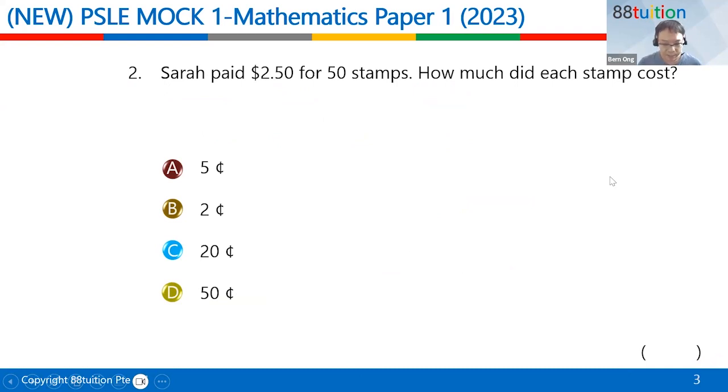Question 2. Sarah paid $2.50 for 50 stamps. How much did each stamp cost? Each means what? One, one. But down here there's 50. So how? You have to take $2.50 and divide by 50, right?